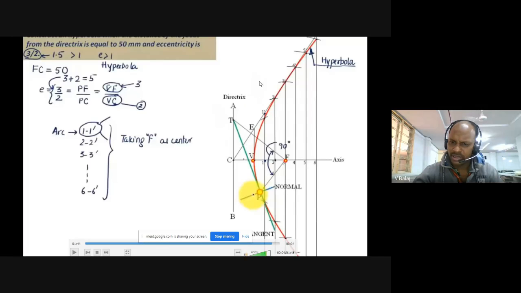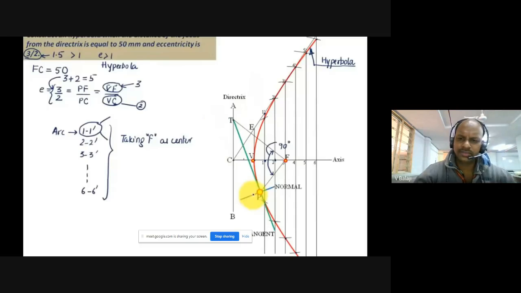Is there any difficulty in drawing this curve? Yeah, you can say, something. Yeah, please tell me.